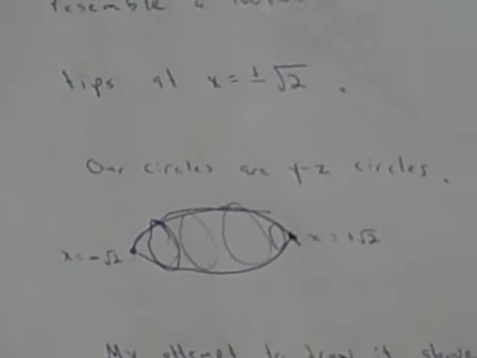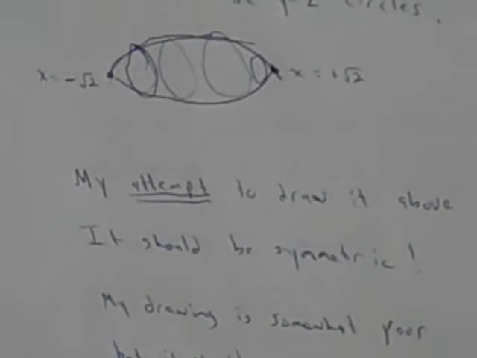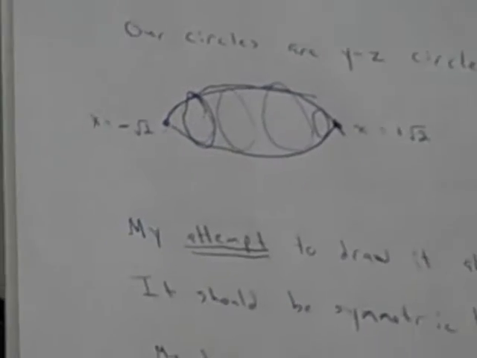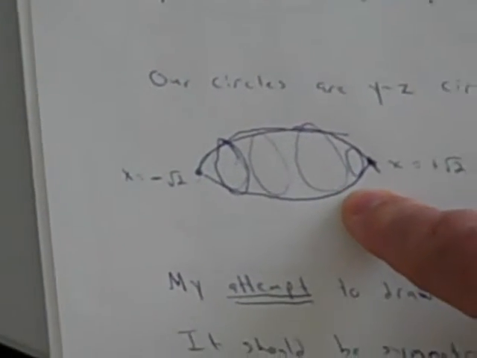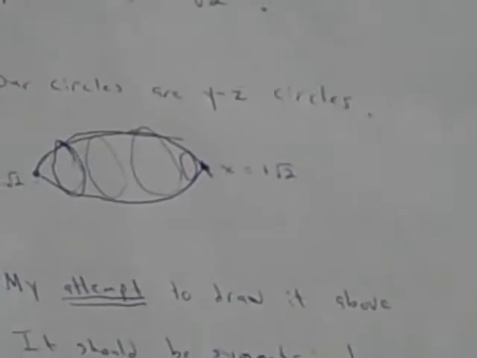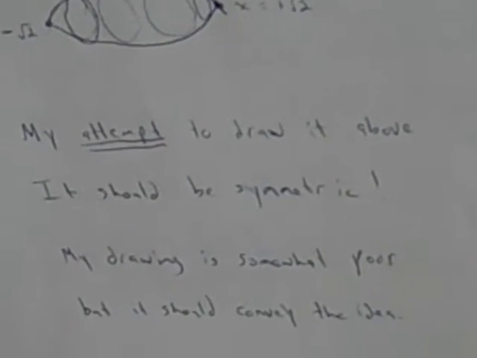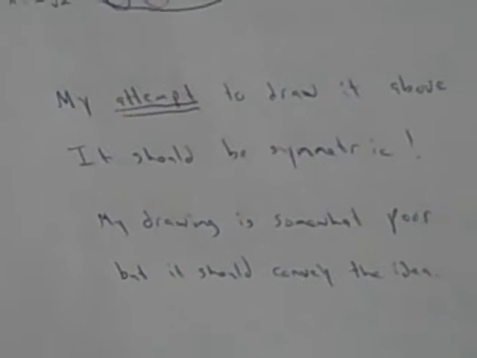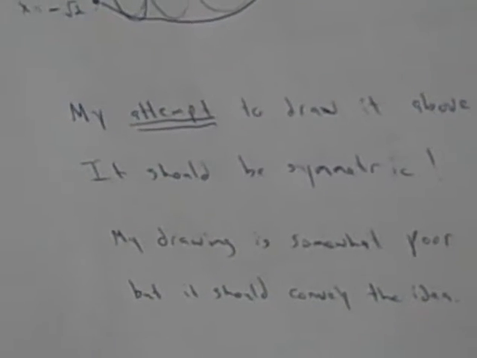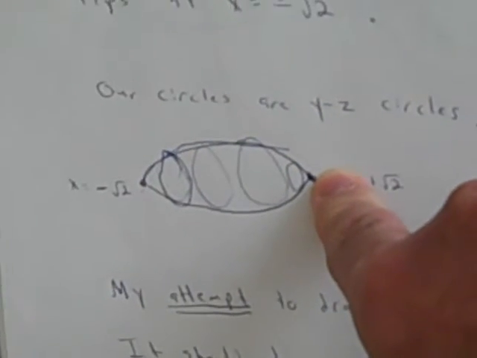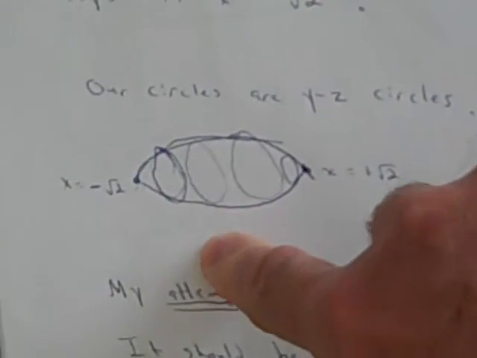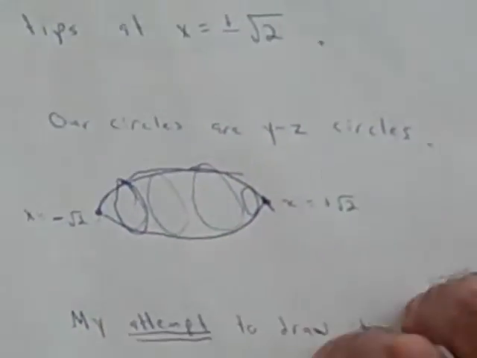My attempt to draw it above was not the best. It should be symmetric. It looks a little fatter over here than over here, and that's just the imperfections in my drawing, and I'm sorry about that. It should be symmetric about the horizontal line passing through the two sharp points, or about the vertical line cutting through the center. Either one of those.